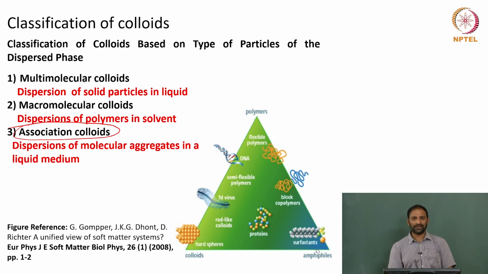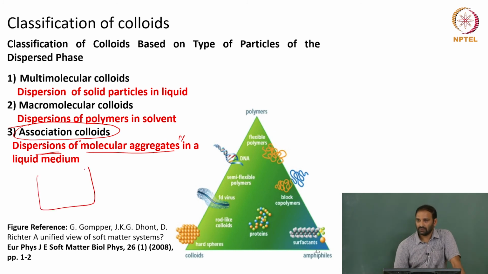The name already tells you something, right? They are formed because of association. So these are dispersions of aggregates, which are formed because of association of molecules. Any examples? Surfactant molecules, right? All of you know about what is called micellization. You have heard of the term, right?